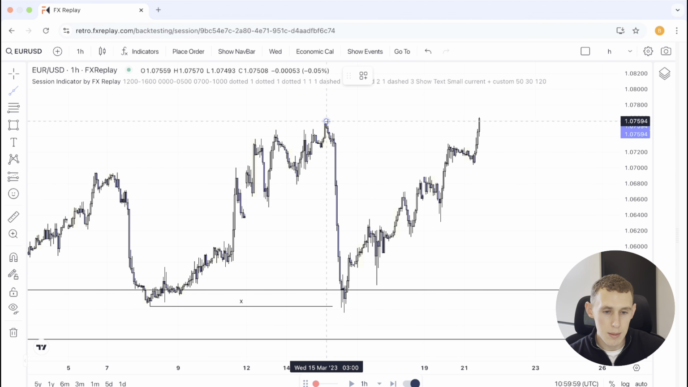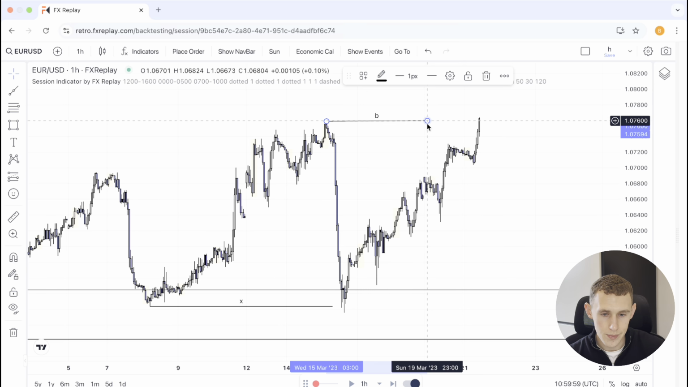Price now has very clearly broken structure. We've closed above it.